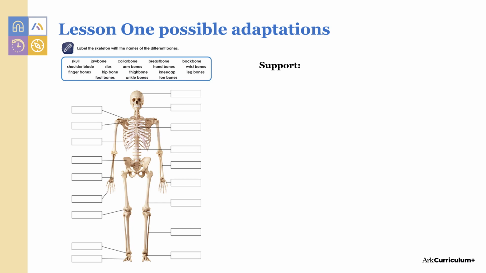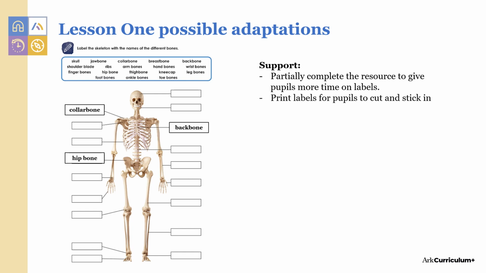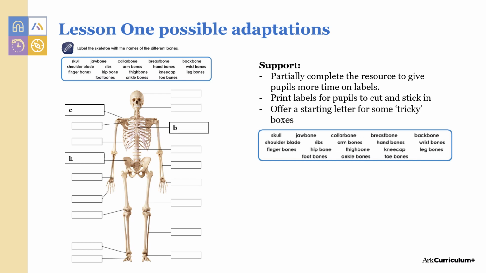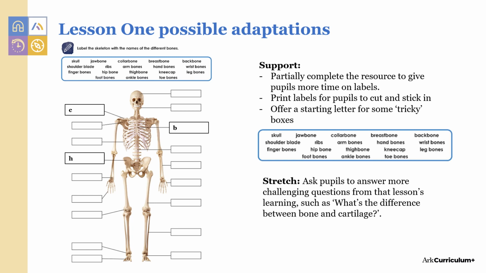So here are my suggestions for support of this activity in lesson 1, where pupils have to label the skeleton with the names of the different bones. You could partially complete the resource to give pupils more time on the labels. You could print labels for pupils to cut and stick in. You could offer a starting letter for some of the trickier boxes.